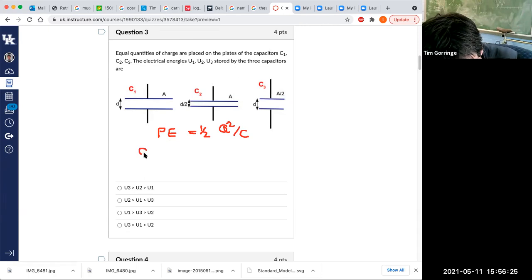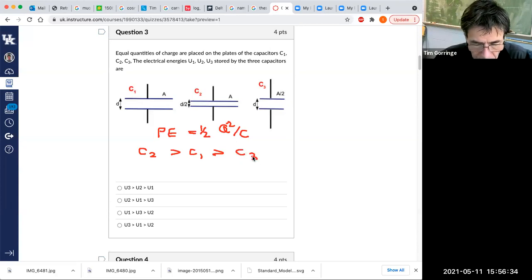So first, I'm just going to order the capacitances. The biggest capacitance is C2, and the smallest capacitance is C3. So C2 is biggest because capacitance goes up as the area of the plates goes up, and goes up as the separation between the plates goes down. So it's got big plates, small separation. Capacitor C3 is the smallest capacitance because it's got the smallest plate area and the largest plate separation.